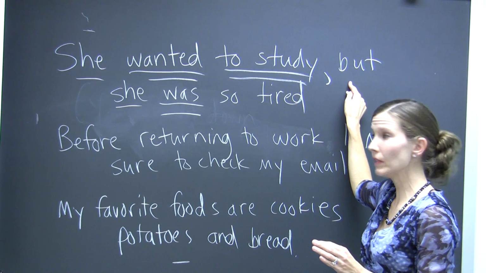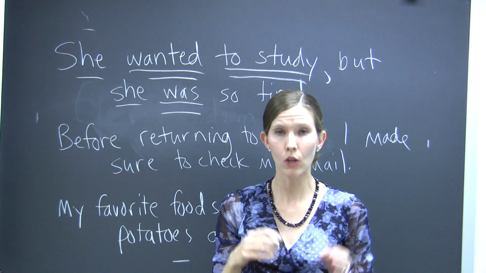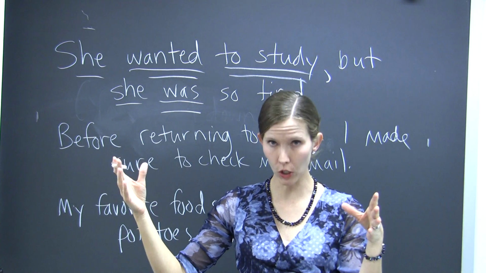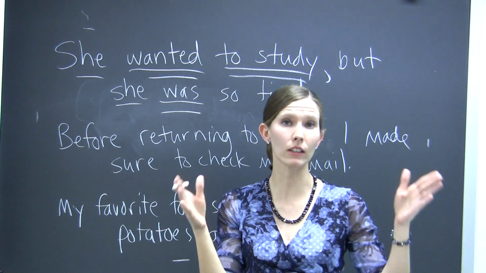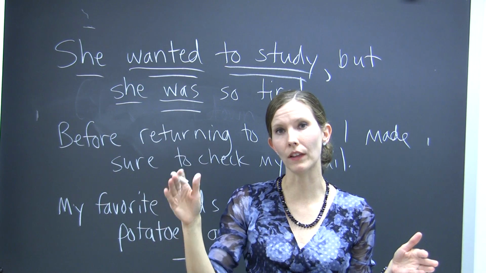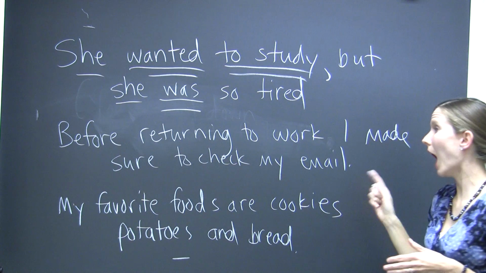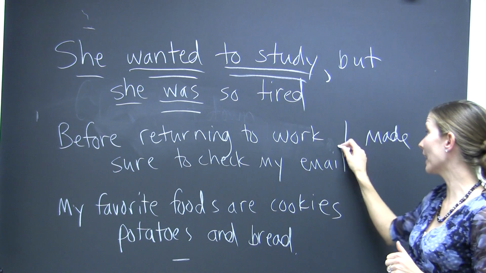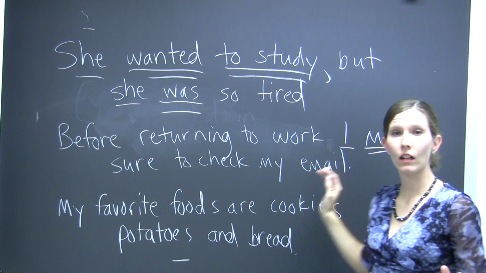The second rule that I want to talk to you about has to do with introductory words. Whenever you have a phrase or a clause or even a single word that comes in front of the subject of your sentence, the main clause of your sentence, those introductory words need to be offset with a comma. So for example, before returning to work, I made sure to check my email. The subject of the sentence is I. The verb is made, so this is the main clause of the sentence.